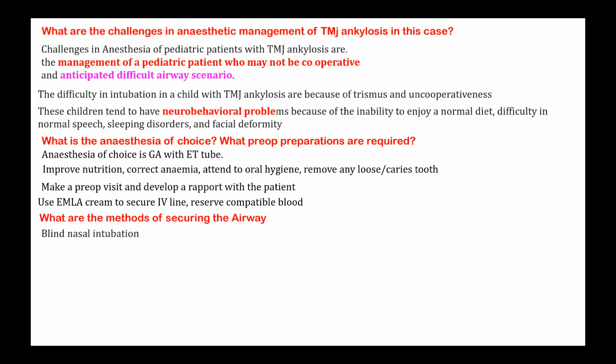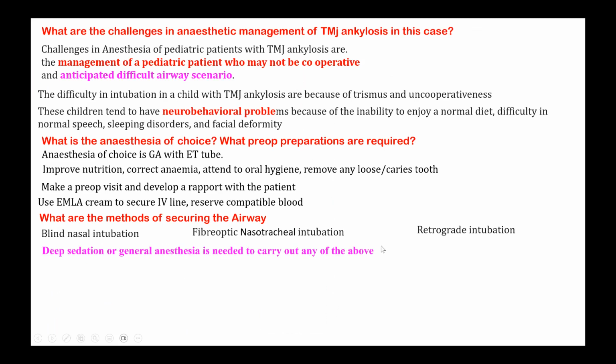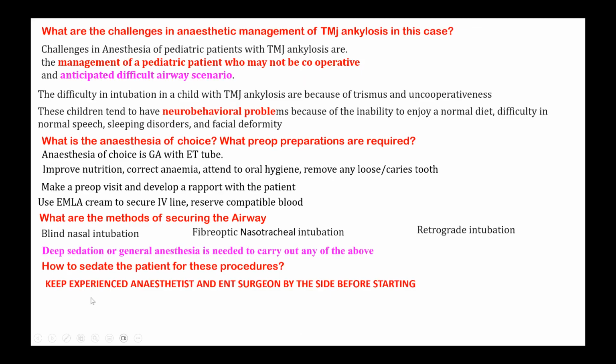The methods of intubation: blind nasal intubation in a child, only after adequate sedation, fiber optic nasal intubation, retrograde intubation, and lastly, if nothing succeeds, you have to go for tracheostomy, or elective tracheostomy has to be done. Deep sedation or general anesthesia is needed to carry out any of these things. So how to sedate the patient for this procedure? First thing is always keep an experienced anesthetist and ENT surgeon by the side before starting. This is an important point that you have to mention in your practical exam if this case is kept, or in your theory answer also, because this is life-saving.